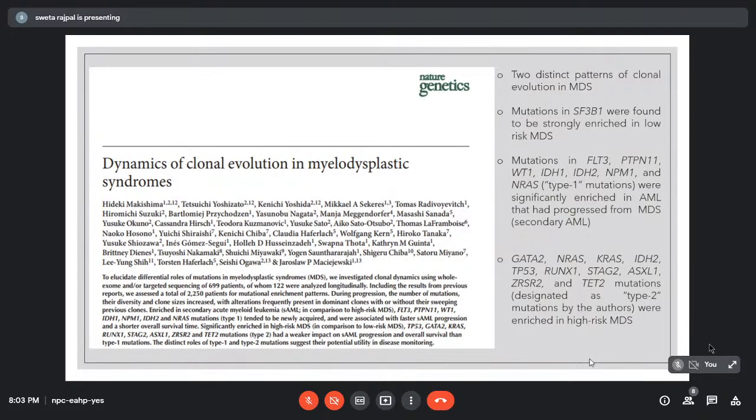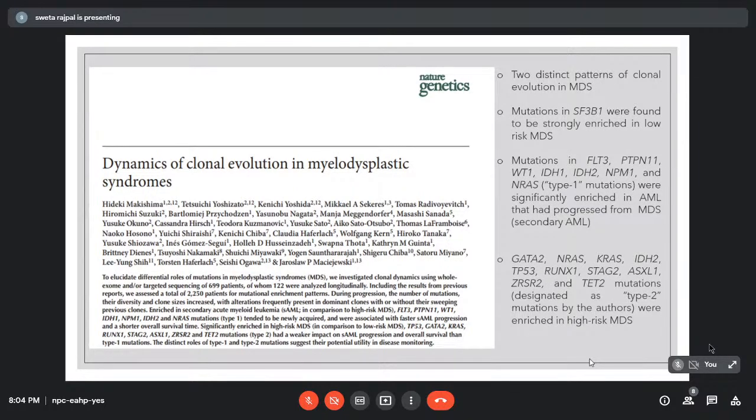Those patients who have progressed to secondary AML, they term it type 1 mutation, and they have a different pattern. We can see that those mutations are FLT3, PTPN11, WT1, IDH1 and 2, NPM1, NRAS, and these mutations are very commonly seen in the AML category as de novo AML.